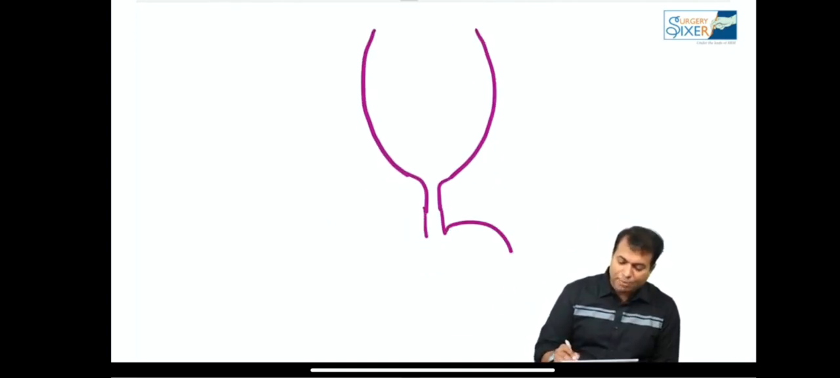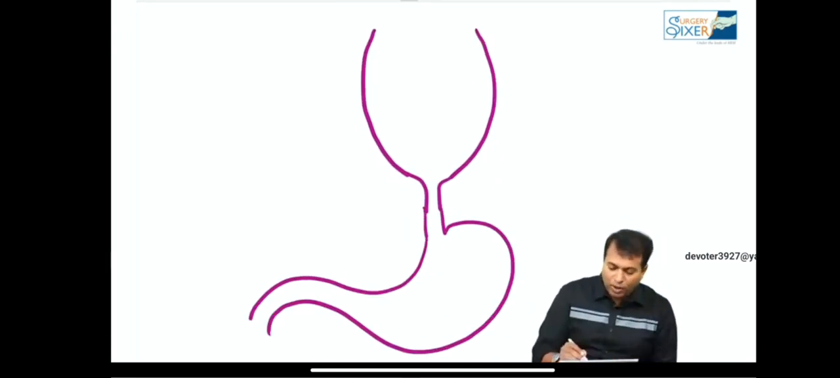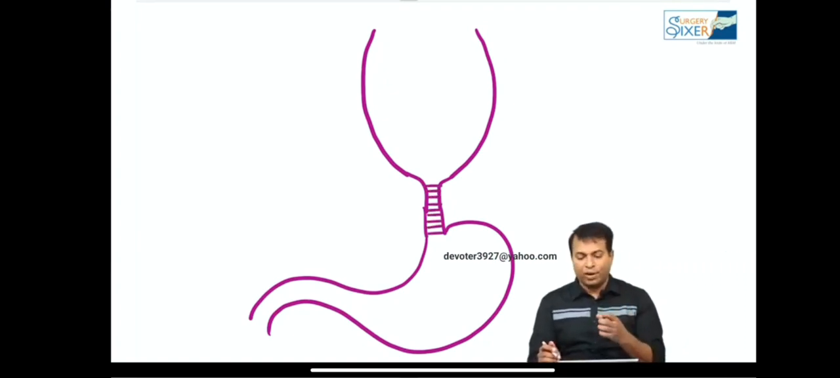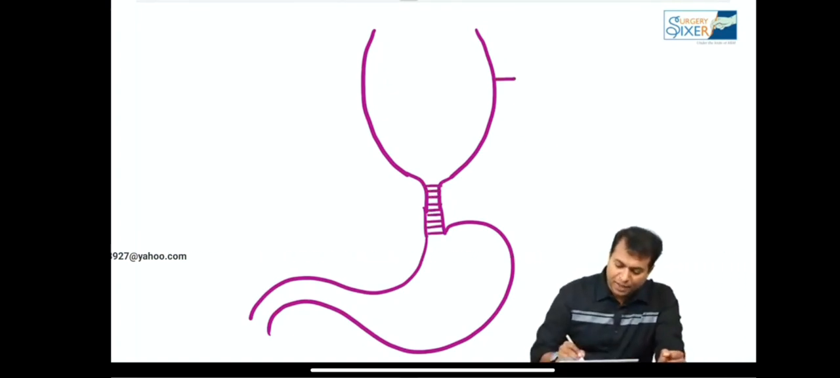Before I go to the complications, I'm drawing a classical achalasia finding. This is the lower esophageal sphincter, which is very tight. First of all, understand this is the lower esophageal sphincter, which is tightly closed. And this is the esophagus, which is dilated. Please understand this is the dilated esophagus, and this is the constricted part of the esophagus.